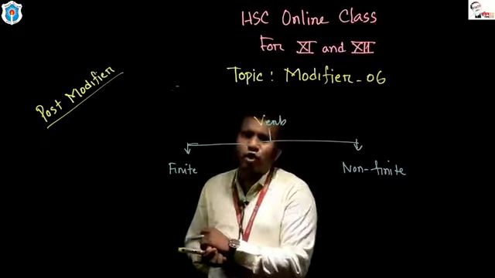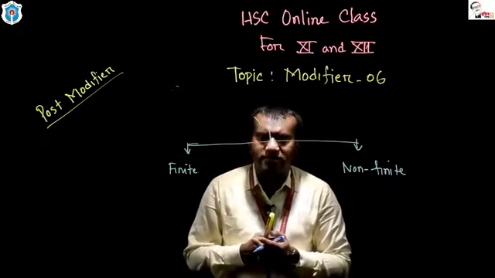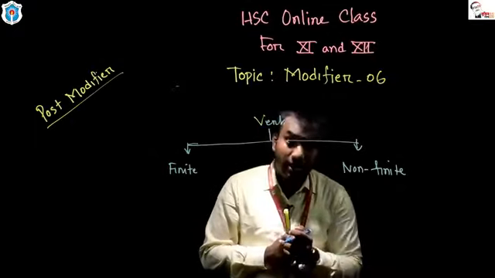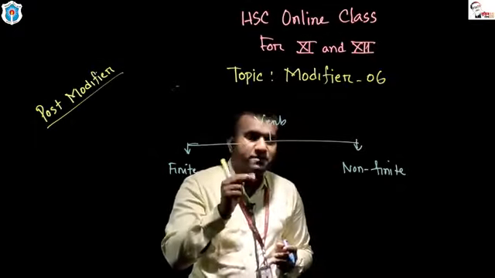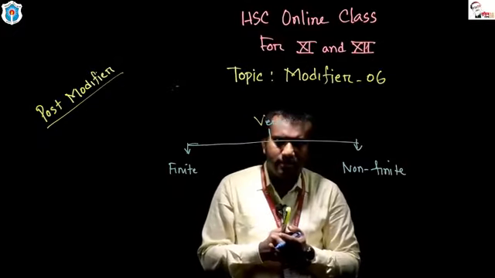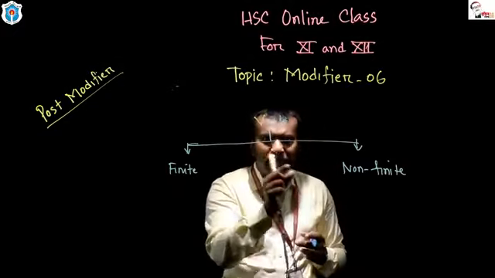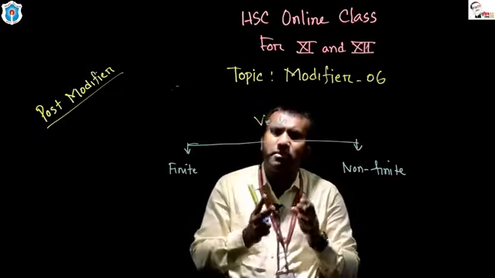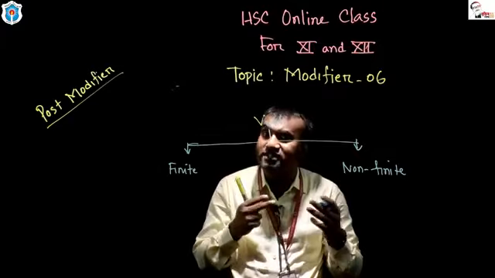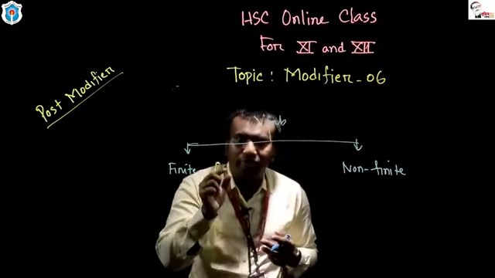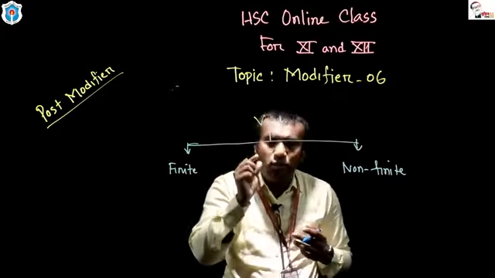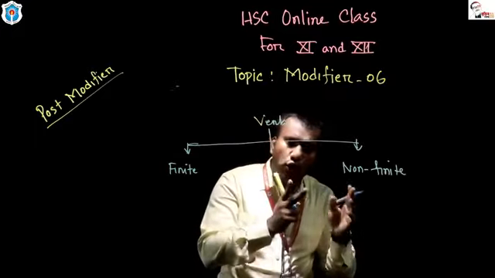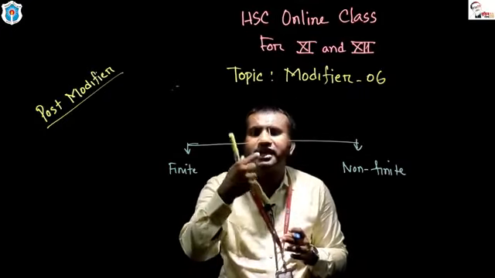Finite verbs are those by which you can identify the tense of a sentence. Finite verbs always maintain their subjects. That means every finite verb has a subject in this sentence. And finite verbs can be changed according to person, number, and tense. So what have I told you? Try to listen. Try to understand. Finite verbs are those by which you can identify the tense of a sentence.